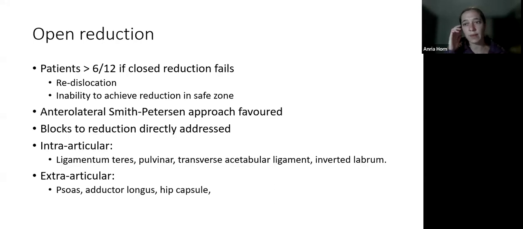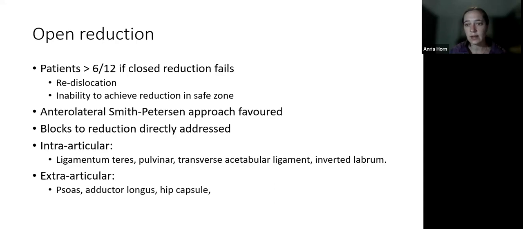Some people do the medial approach where you go through the groin. I've never done it. I have no experience in it. But the problem with that is that you can't do a capsulorrhaphy. And if needed, you cannot address the acetabulum through the same incision. So I just stick to what I know. That's what we teach and that's what we do.